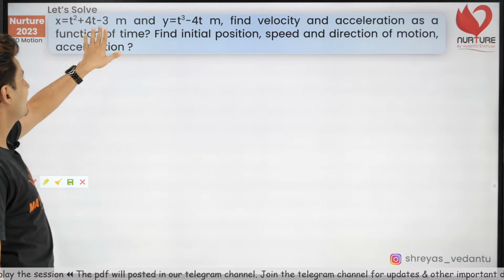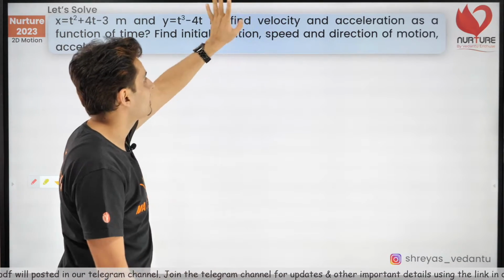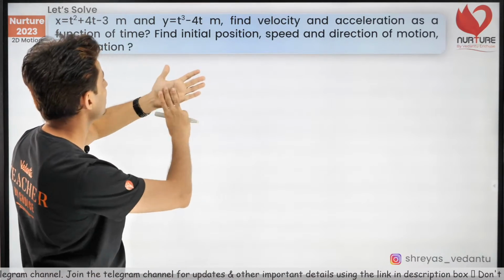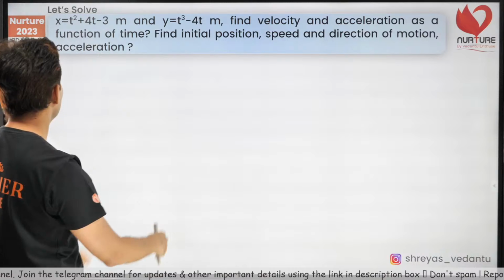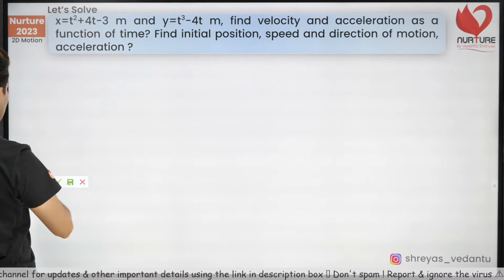Look at this. X is given, Y is given. So many things. The entire family is asked. Generations are asked. Find velocity, acceleration, find initial position, speed, direction, initial acceleration, everything. Let's do this. Let's start this separately.